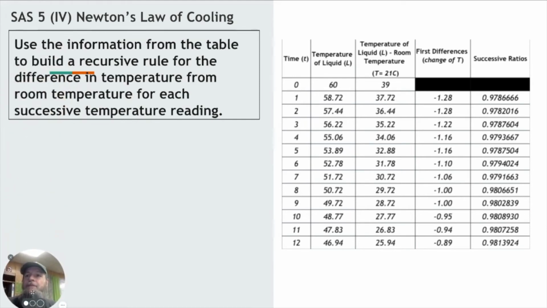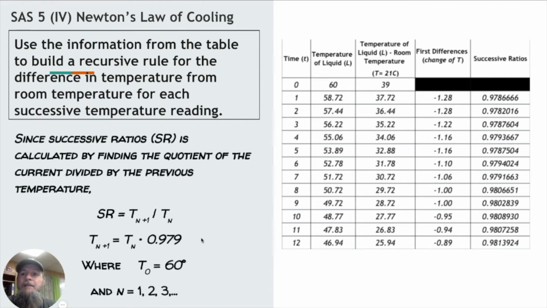Use the information in the table to build a recursive rule for the differences in temperature from room temperature for each successive temperature reading. So successive ratios are calculated by finding the quotient of the current divided by the previous temperature. The current temperature divided by the previous temperature gives us a successive ratio. We do this for every one. The temperature at time 4 divided by the temperature at time 3 is 0.9793667. It's the same thing.